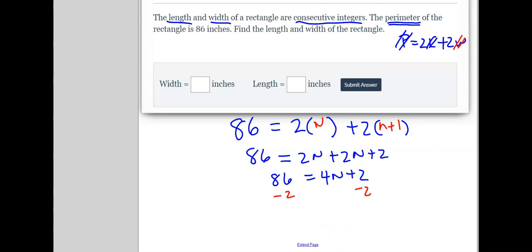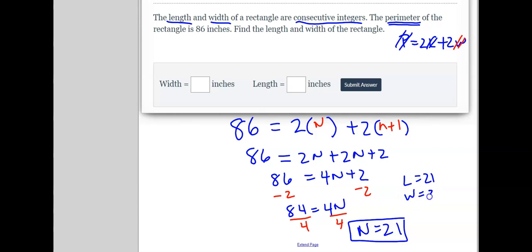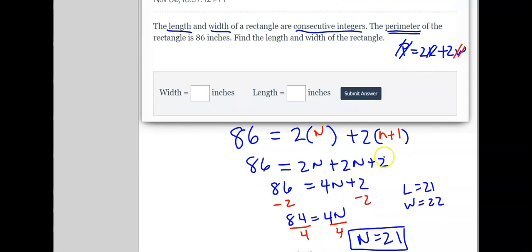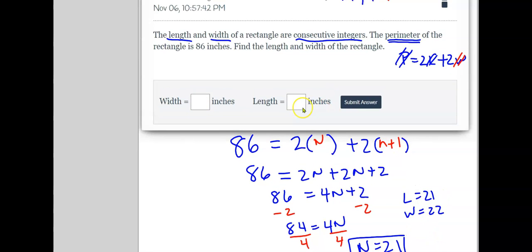Subtract 2. 84 is equal to 4n. Divide by 4. n is equal to 21. So the length is 21, the width is 1 more than that. So if the length is 21, the width would be 22, because it told me that the length and the width are consecutive integers. So we're going to type that into these boxes here, that the length is 21, the width is 22.